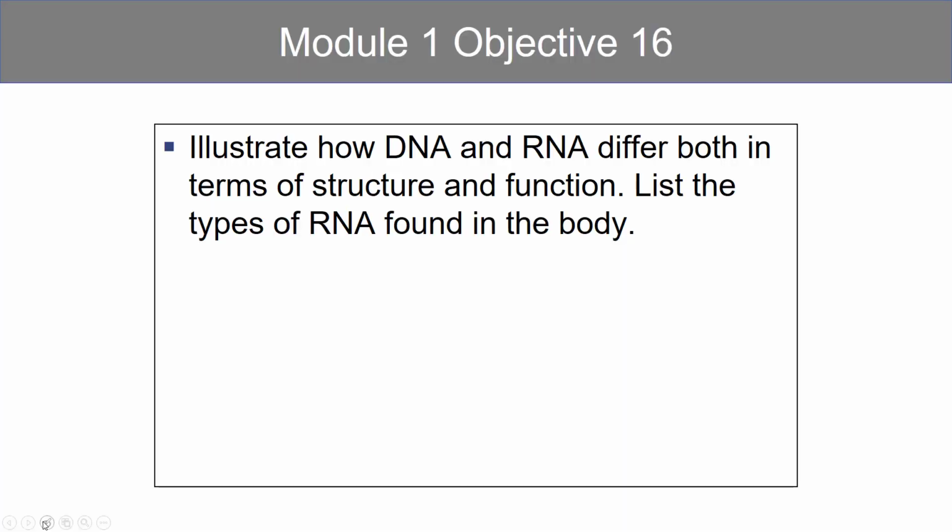Module 1, Objective 16: illustrate how DNA and RNA differ, both in terms of structure and function, and list the types of RNA found in the body.